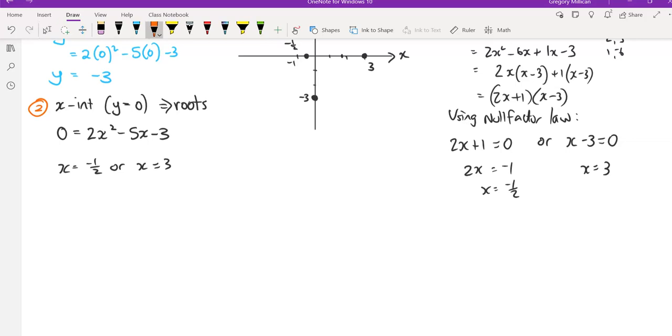So the final piece of information that we need to find is the stationary point. Now the stationary point, as we know, falls on the axis of symmetry.